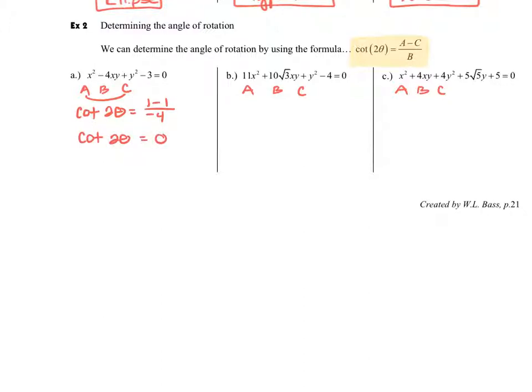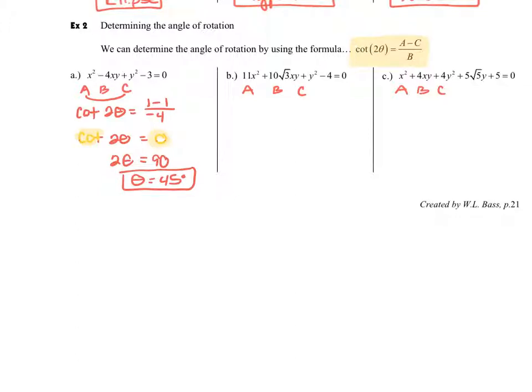So I need to figure out my angle. The first thing that I'm going to think about in an easier fashion will be to think, where is just cotangent equal to 0? Where does cotangent equal 0? Cotangent equals 0 at 90 degrees. So that means 2 theta equals 90 degrees, which means my actual theta value is 45 degrees.